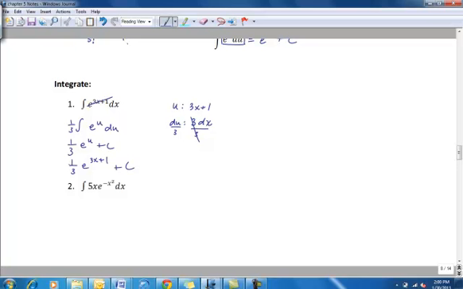Of course, the 1/3 stays. These are very easy to check. If you wanted to check this, just differentiate, and you should end up with what you started with. I'll let you do that if you want.